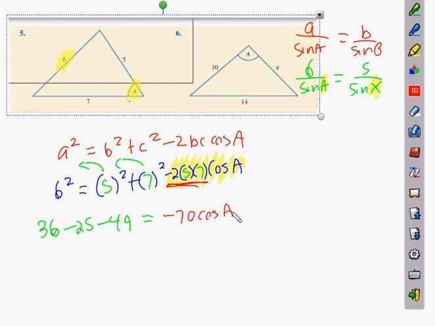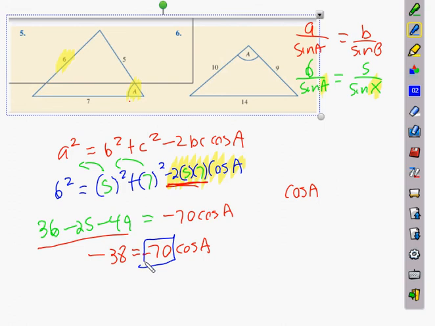Then when I add the 3 together, what do I get? I get minus 38. Yeah, sorry. So minus 38 equals minus 70 cos A. If this is an angle question, what's the last thing we do? Cos inverse, right? Before we can do cos inverse, we need to find out what cos A is. So we bring down the 70 underneath the 38, so it's minus 38 divided by minus 70 is cos A.